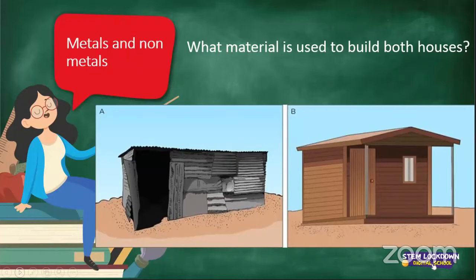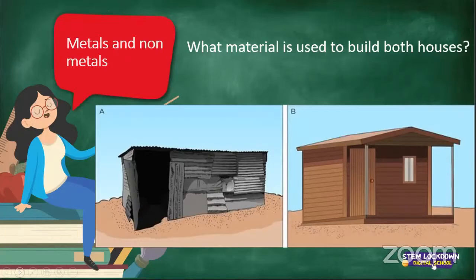In picture B, what do you think it's made out of? I'll ask my host to unmute one person. What is picture B, a metal or a non-metal? Non-metal. Very good. Well done. So it's basically made out of wood.